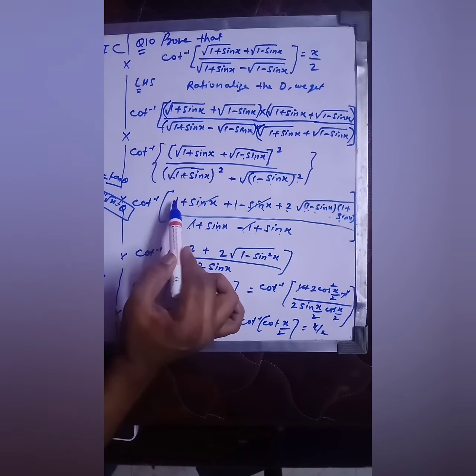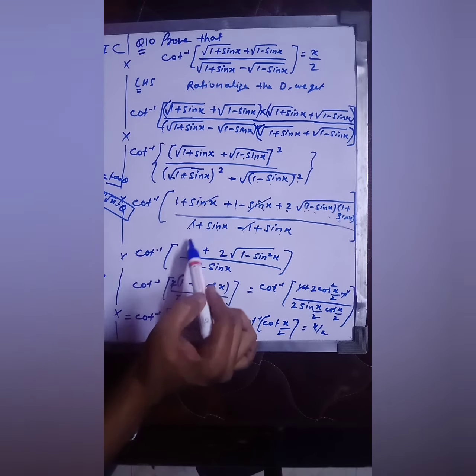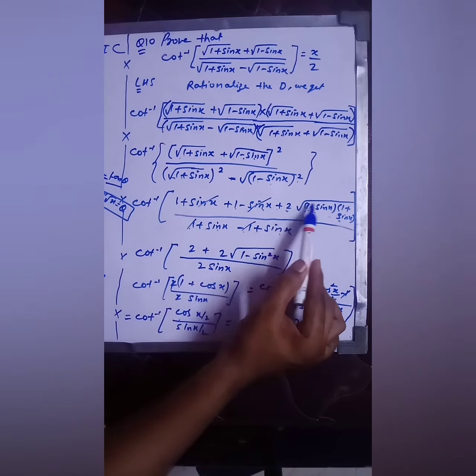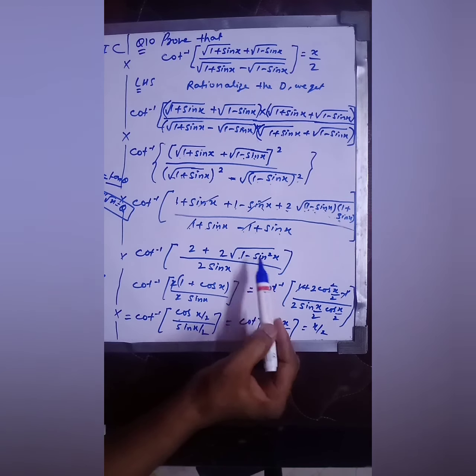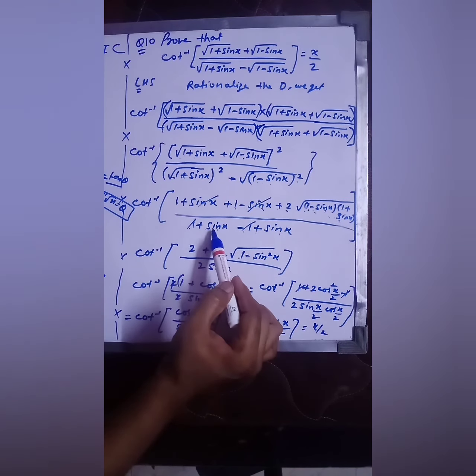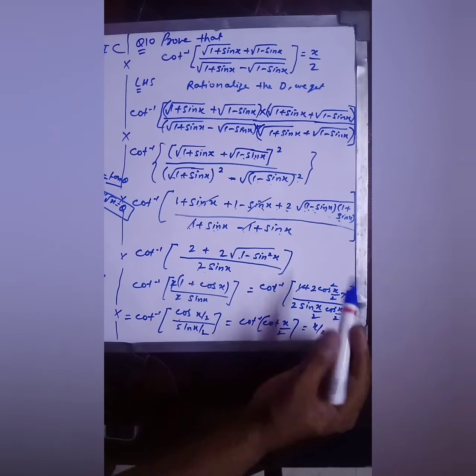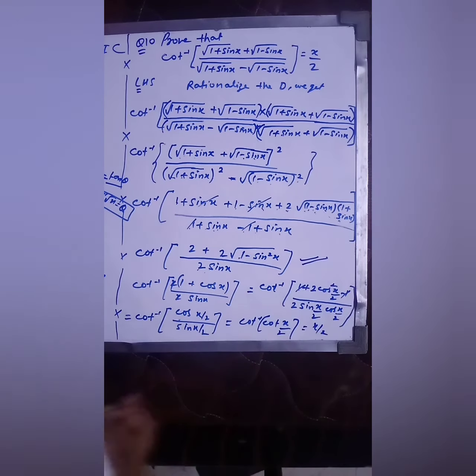So in the numerator you have 1 plus 1. In the numerator you have to write 2 plus 2 under root, this is 1 minus sin x into 1 plus sin x. So it would be 1 minus sin square x. And in the denominator this will be sin x, that would be 2 sin x. Okay, now I think up to this step, all the steps are clear.